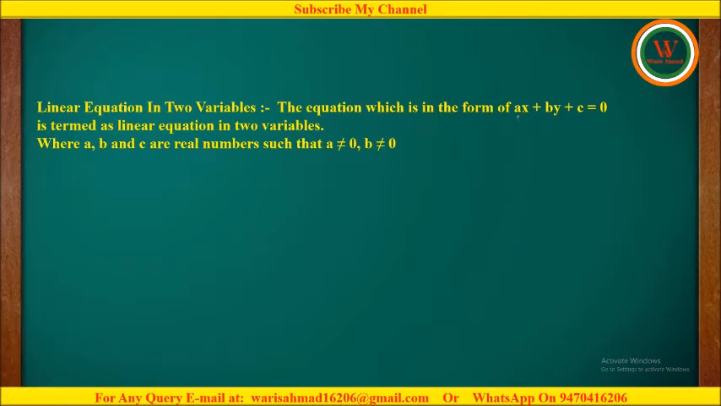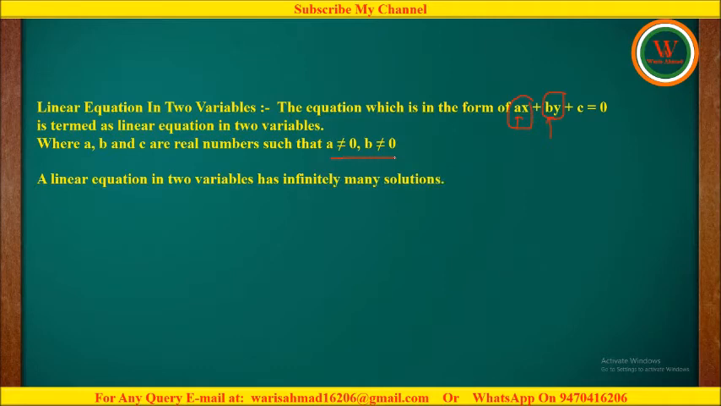If the value of a becomes 0, then this term will be eliminated. That's why the value of a will not be equal to 0. Similarly, if the value of b is 0, then the second term will be eliminated. Hence, the values of a and b should not be equal to 0. This is the criteria of linear equation in two variables. The most important thing about the linear equation in two variables is that it has infinitely many solutions. This topic I will discuss in the next part of the video.